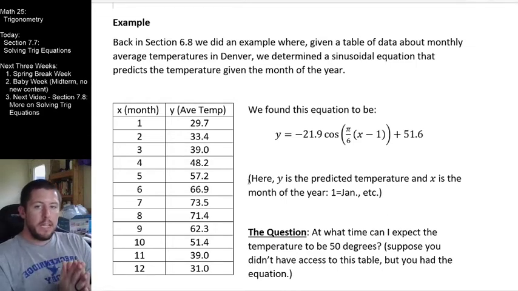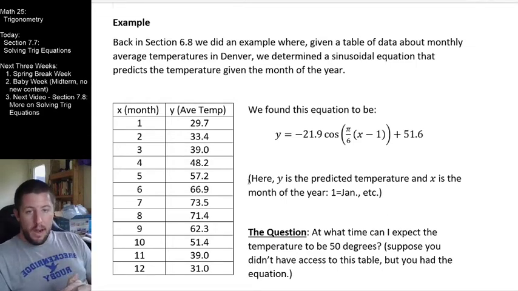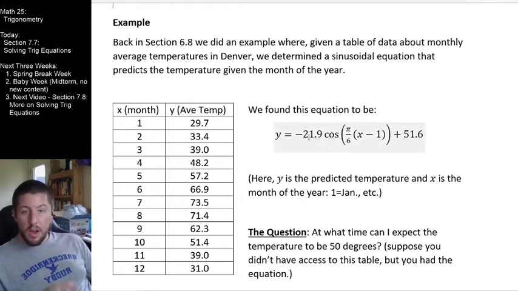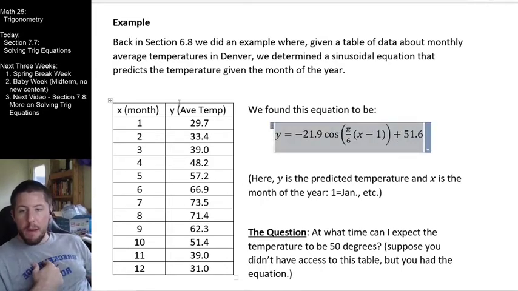All right, so back in section 6.8, we did an example where, given a table about monthly average temperatures in Denver, we determined a sinusoidal equation that predicts the temperature given the month of the year. We did this together as an example in the video. This is what we came up with. You can go back and look at your 6.8 notes and 6.8 video. This is the exact equation that we came up with looking at just these values in the table.